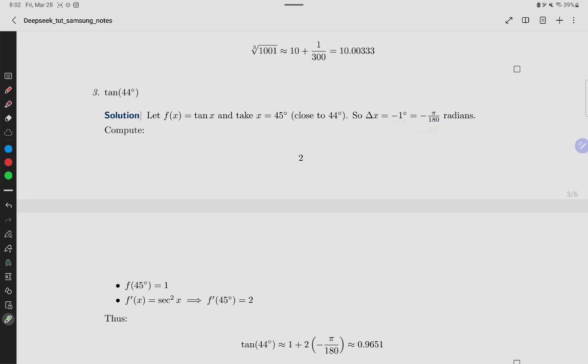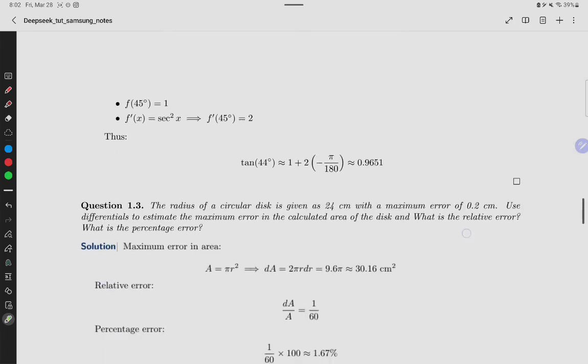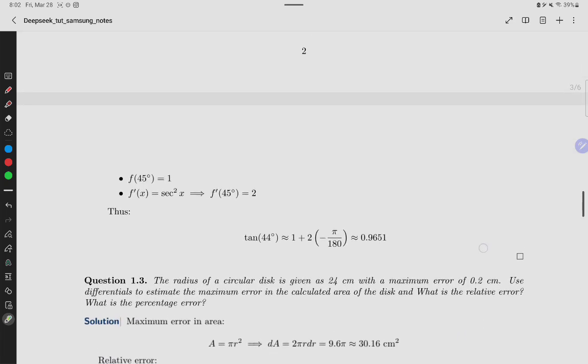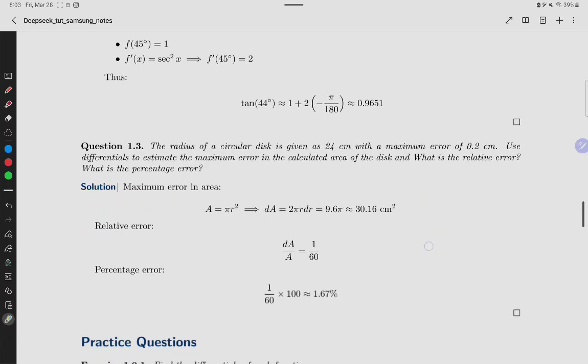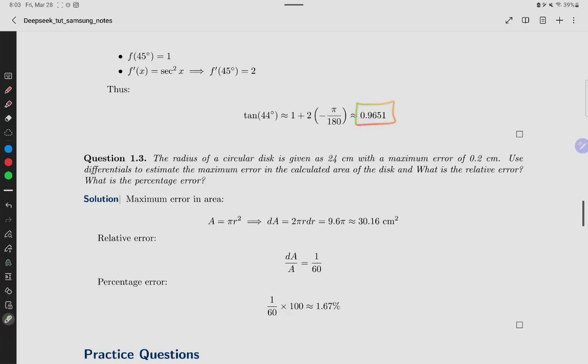So we convert this into radians. We know 1 degree is equal to pi over 180 radians, and this -1 degree will be minus pi over 180. And now we'll just evaluate f of 45, and then we'll find the derivative, which is secant square x, and then we'll find the f prime of 45 degree. And so we'll just insert the values, and we'll get the linear approximation.